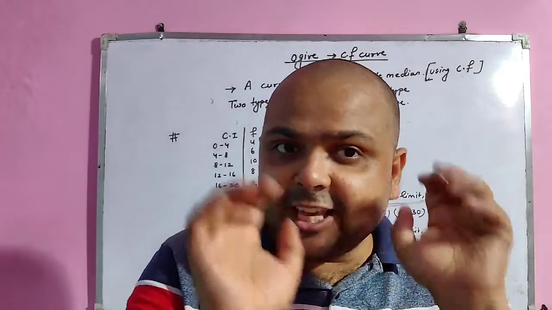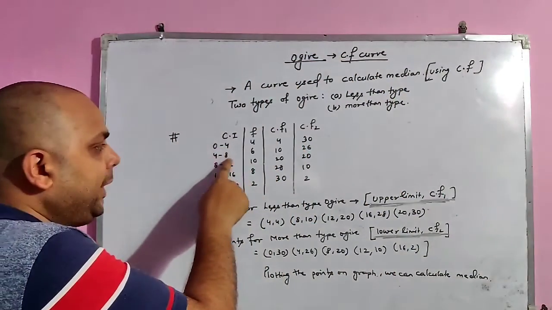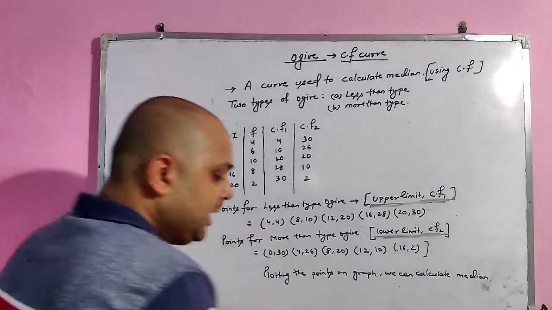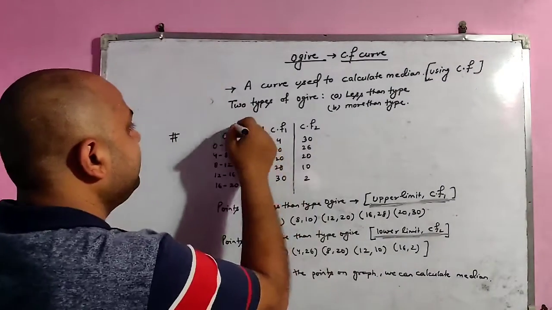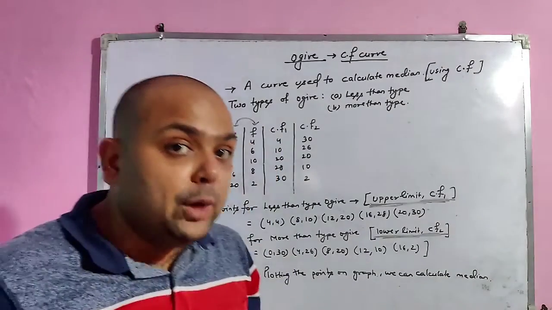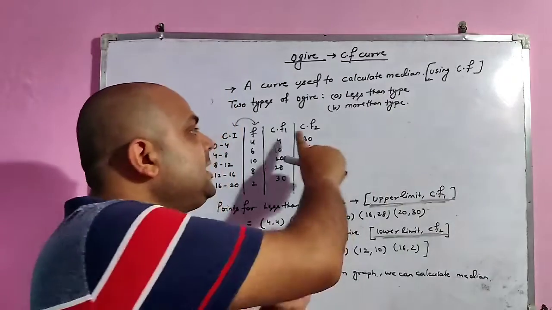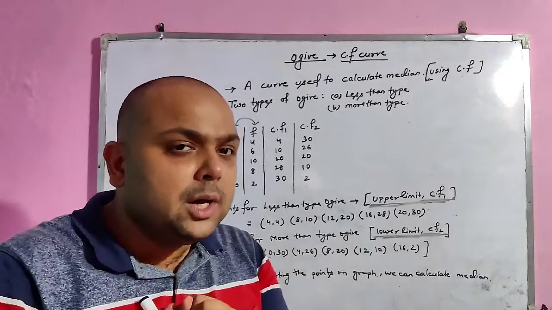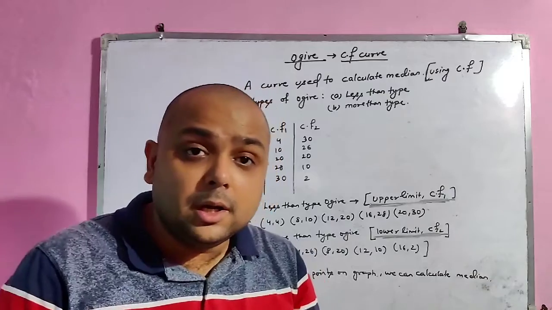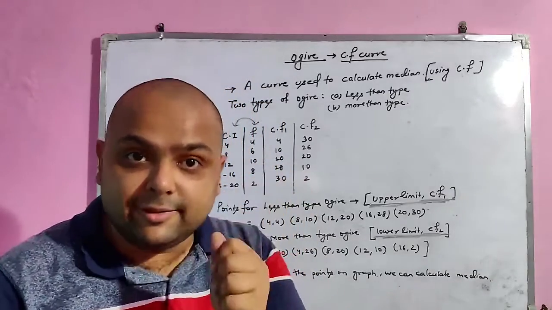Please see carefully. This is the class interval 0 to 4, 4 to 8, 8 to 12, 12 to 16, 16 to 20. Frequency is given. These two data are given in the question. Now the two data that we have calculated are CF1, cumulative frequency first, and CF2, cumulative frequency second. Now you will ask me, what are CF1 and CF2? This is the main theme of this Ogive curve.